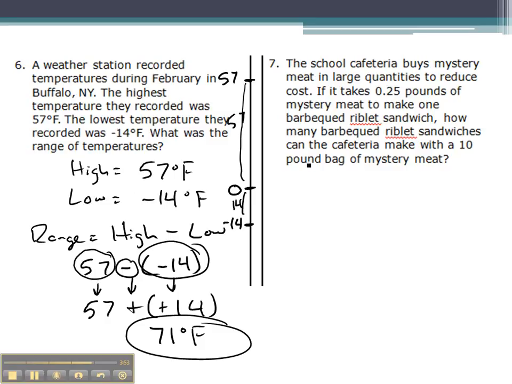Okay, number 7, the school. By the way, I'm sure everyone knows this, but this is just a joke, so I'm just trying to keep the review lighthearted. Obviously, the school cafeteria does not use mystery meat.